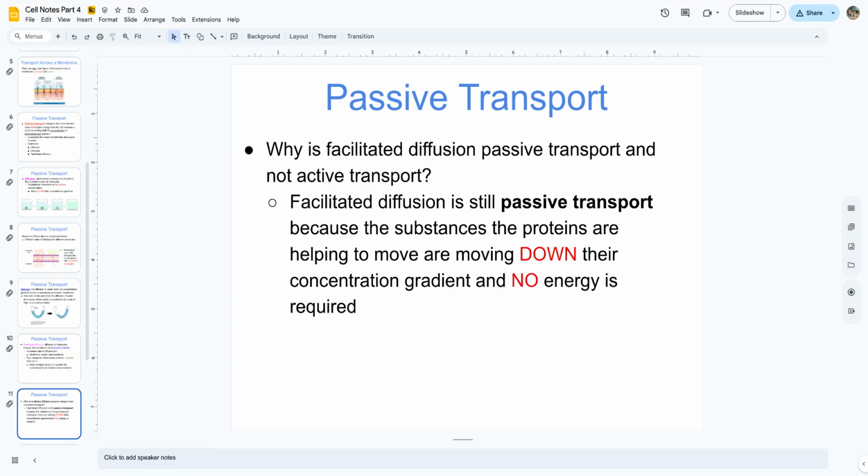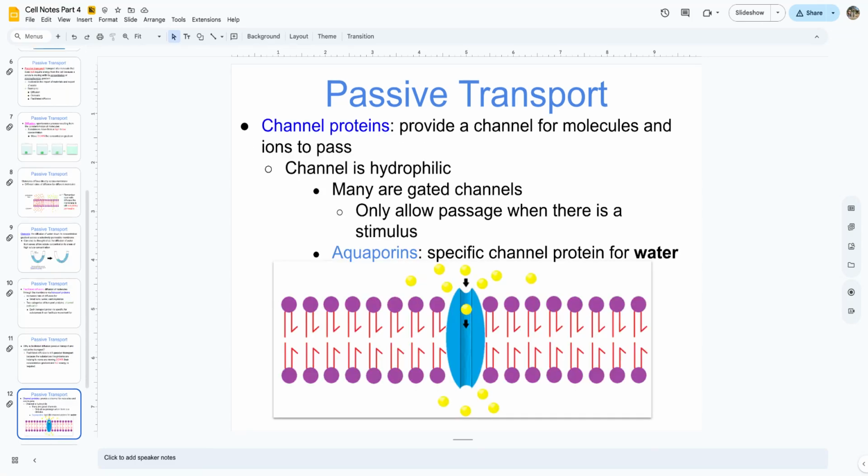So I'm going to pass this slide. Okay. Channel proteins are going to provide more of an opening for molecules to go through. A good example is aquaporins. Typically, they're only open to water, and they also are open all the time, so water can just pass through from high to low concentration. Some of which are gated. Gated channels are only open when there's a stimulus that allows them. This is going to be seen more often in muscle contraction.